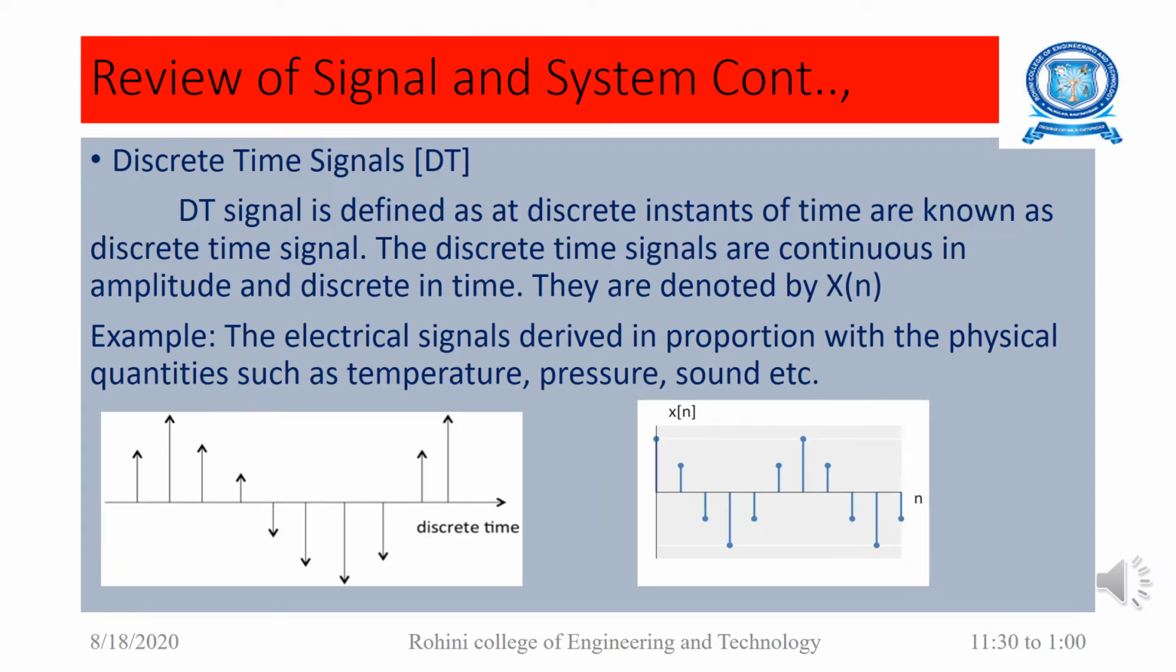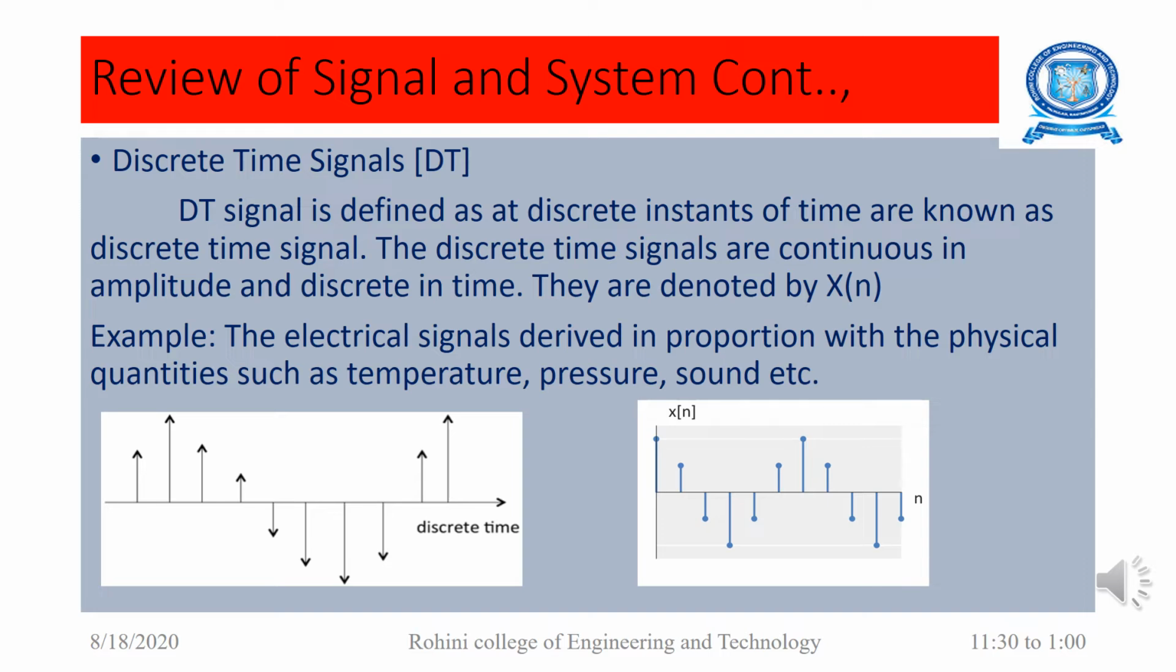Next is the discrete time signal, which we simply write as DT. A discrete time signal is defined at discrete instants of time. The signal is present in discrete intervals of time, not in continuous intervals of time. So the discrete time signals are continuous in amplitude and discrete in time. The amplitude value is continuously varying, and the time is discrete in nature. They are denoted as x of n.